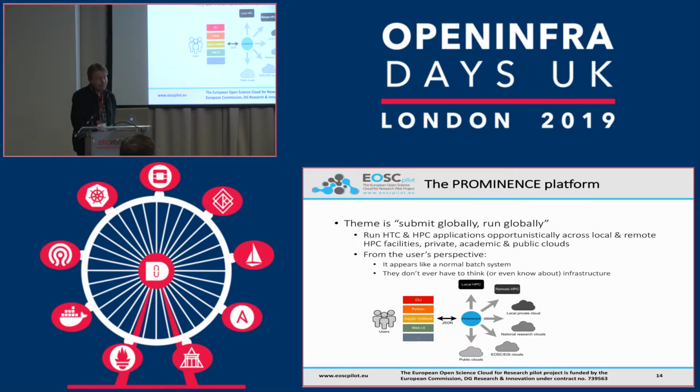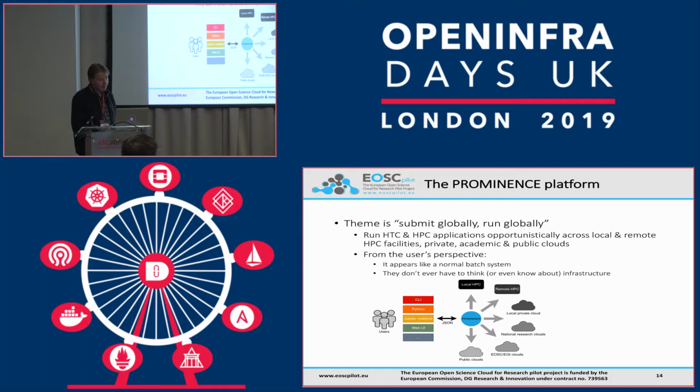So that's why we developed our platform, which we're calling Prominence. The theme of this is submit globally and run globally. It's designed to enable users to transparently run their applications opportunistically across both local and remote HPC facilities, in addition to private, academic, and public clouds. From the user's perspective, it just appears like a normal batch system. They're not aware that clouds are being used at all, or that they're in different places around the world, and they don't have to worry about infrastructure at all.